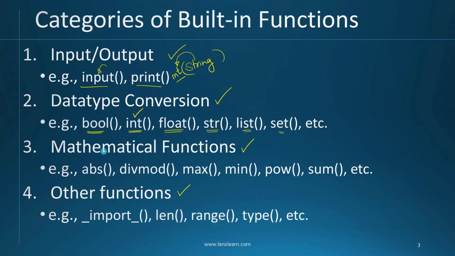The third category of built-in functions is mathematical functions, where you can find the absolute value, divmod, max, min, power, sum, etc. Then there are other functions: import, then len to find the length of a string, then range and type. We have example programs coming in the subsequent slides where we will see the majority of these functions performing on values and producing the output accordingly.